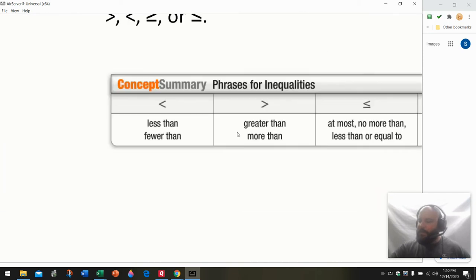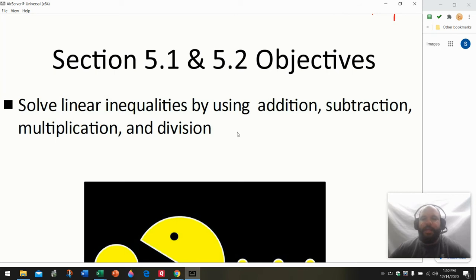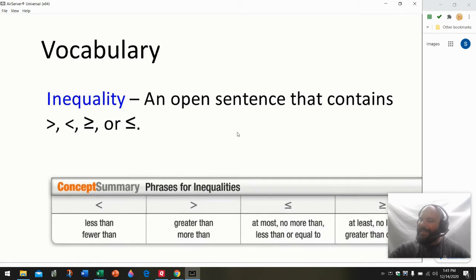Hello, everybody. So today we are going to be starting into a new chapter and section. And that chapter and section is chapter 5. And this is actually going to cover sections 1 and 2. And in these two sections, we are going to talk about solving linear inequalities by using addition, subtraction, multiplication, and division. So first of all, we need to talk about what an inequality is.